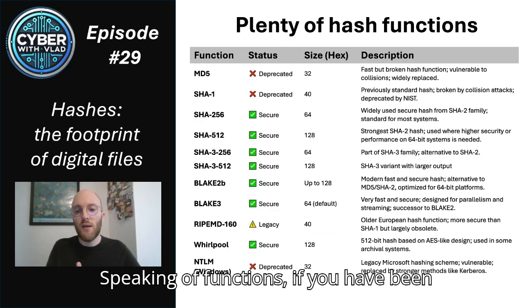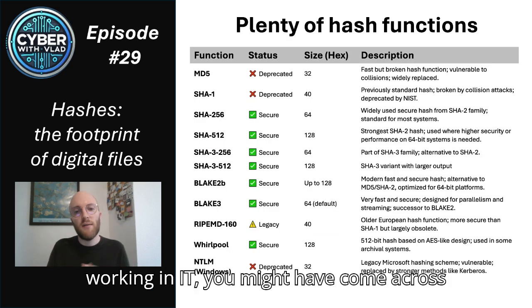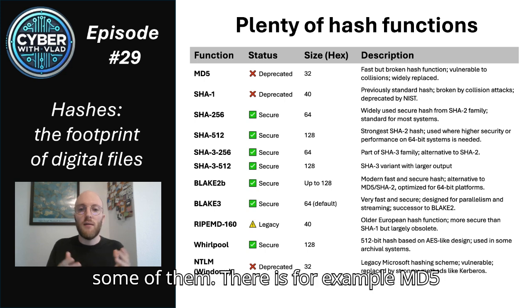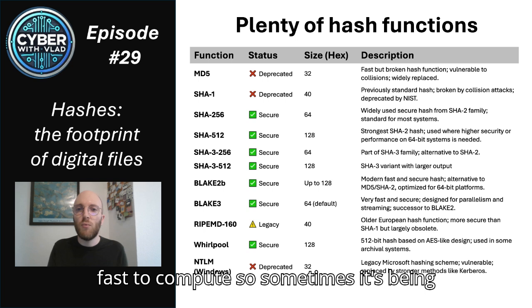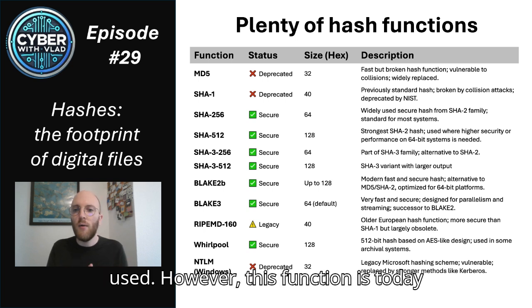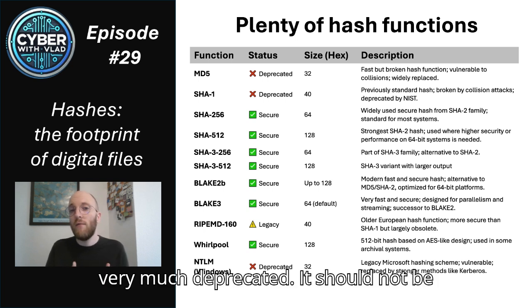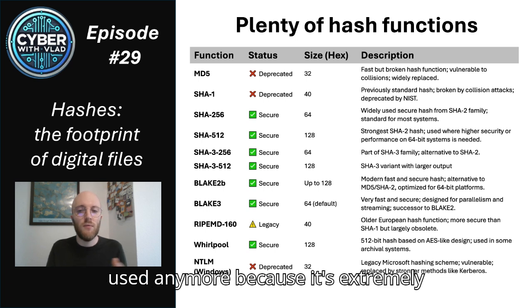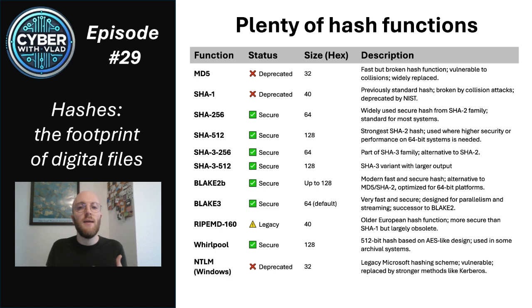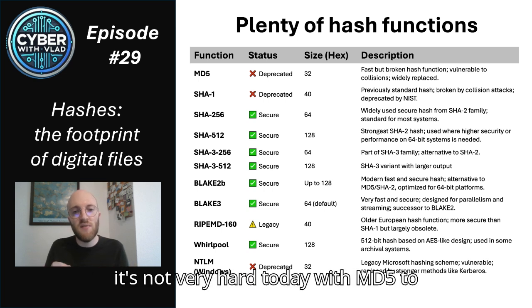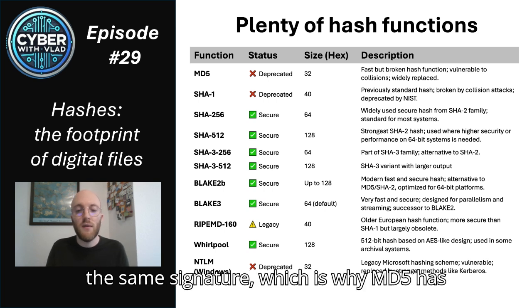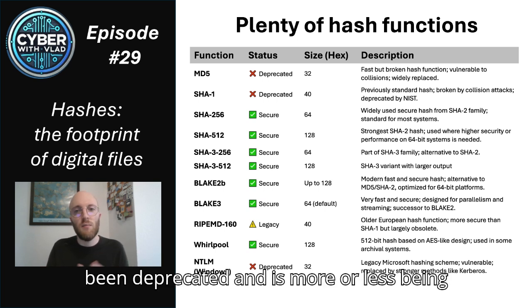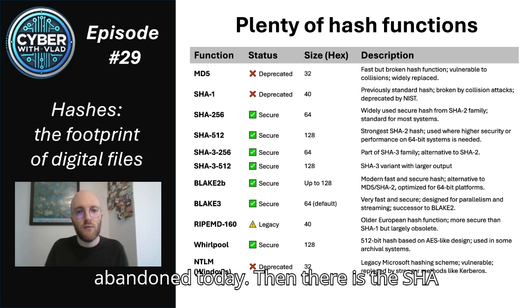Speaking of functions, if you have been working in IT, you might have come across some of them. There is, for example, MD5, which is extremely widespread. It's very fast to compute, so sometimes it's being used. However, this function is today very much deprecated. It should not be used anymore because it's extremely vulnerable to collisions. So we know that it's not very hard today with MD5 to find a second document that would have the same signature, which is why MD5 has been deprecated and is more or less being abandoned today.